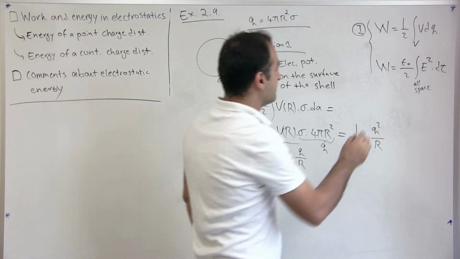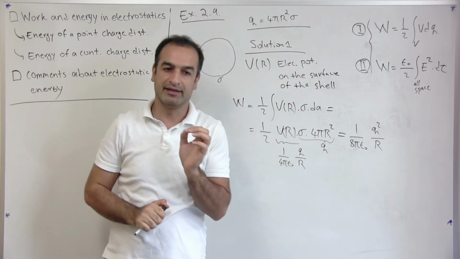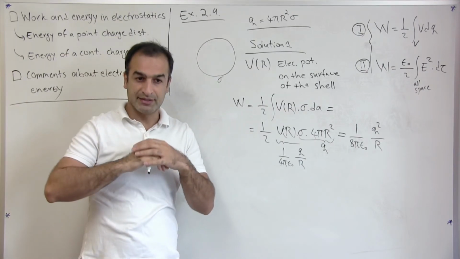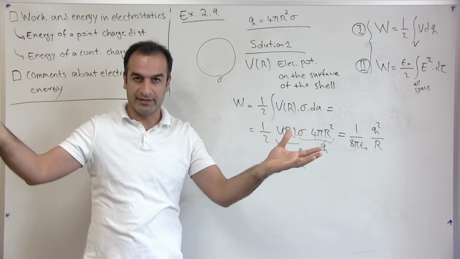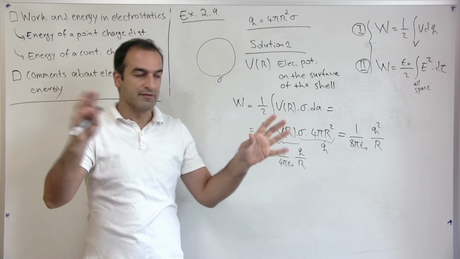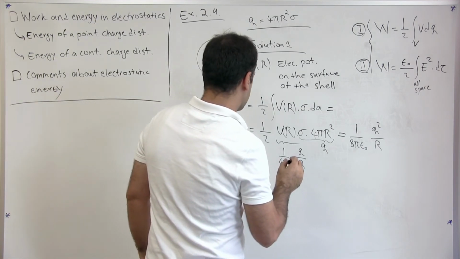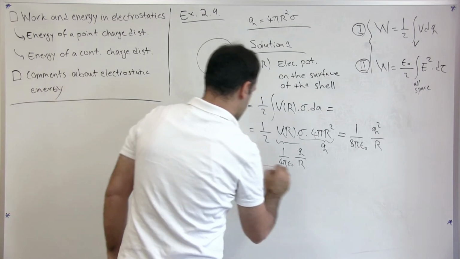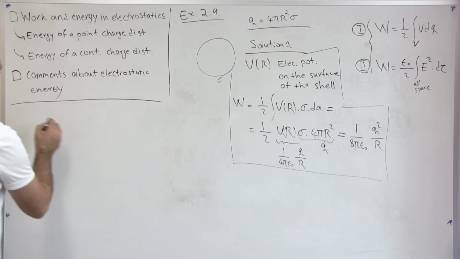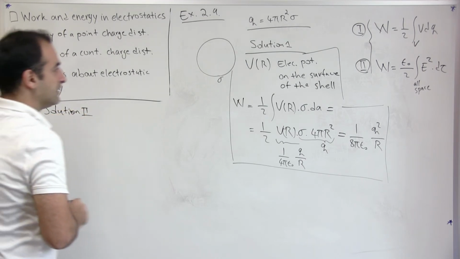The other way, based on the second approach, which I'm going to call equation number 2, is focusing only on the electric field. The electric field is created and expands everywhere all the way to infinity, so we look at the electric field in the whole space from 0 to infinity. Let me box this away. This is solution number 1, and then I'm going to do solution number 2 here. I'm going to follow this.